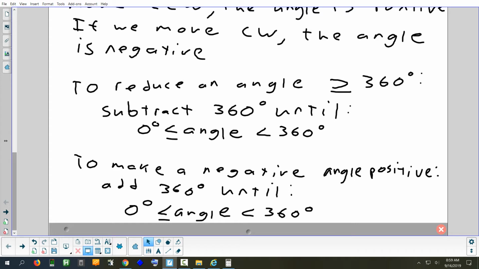And the reason you can add or subtract 360 is because it brings you to the exact same point on the circle again. Brings you right back where you started, basically. It just takes away or adds revolutions, but you're never changing the coordinate.